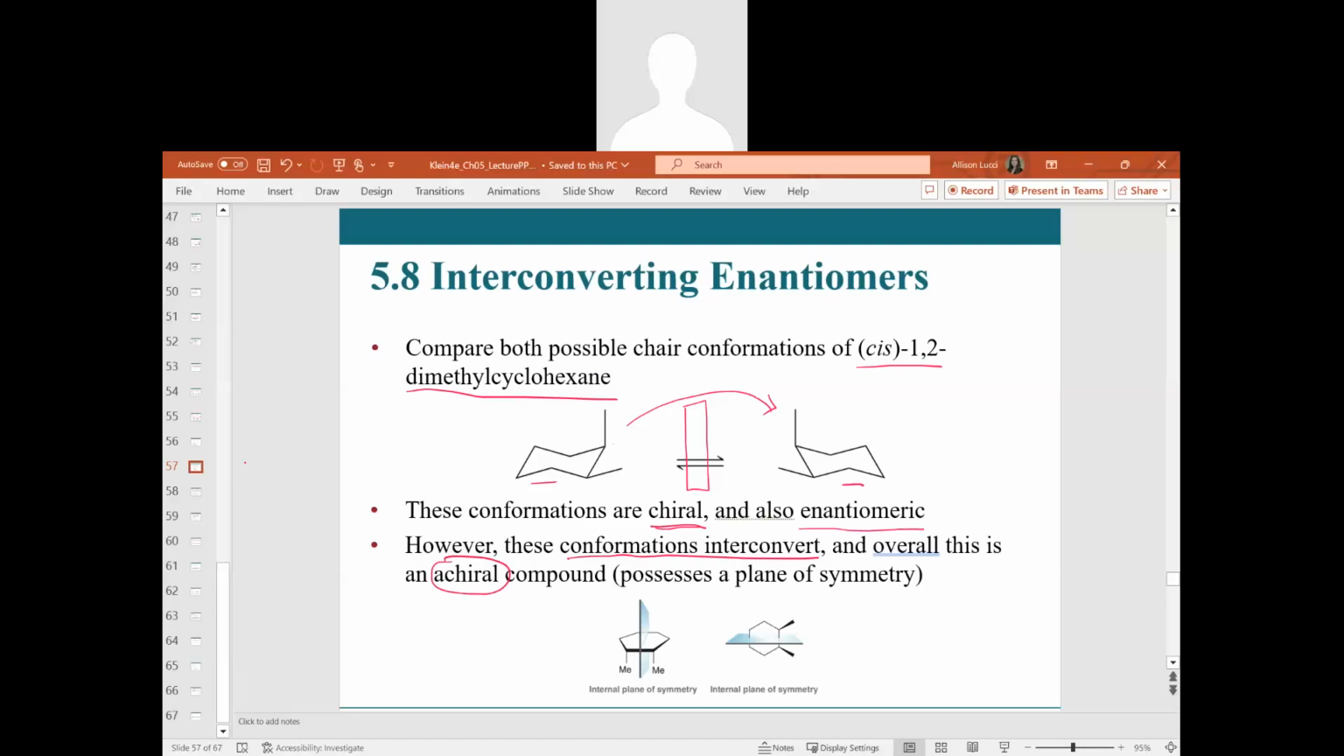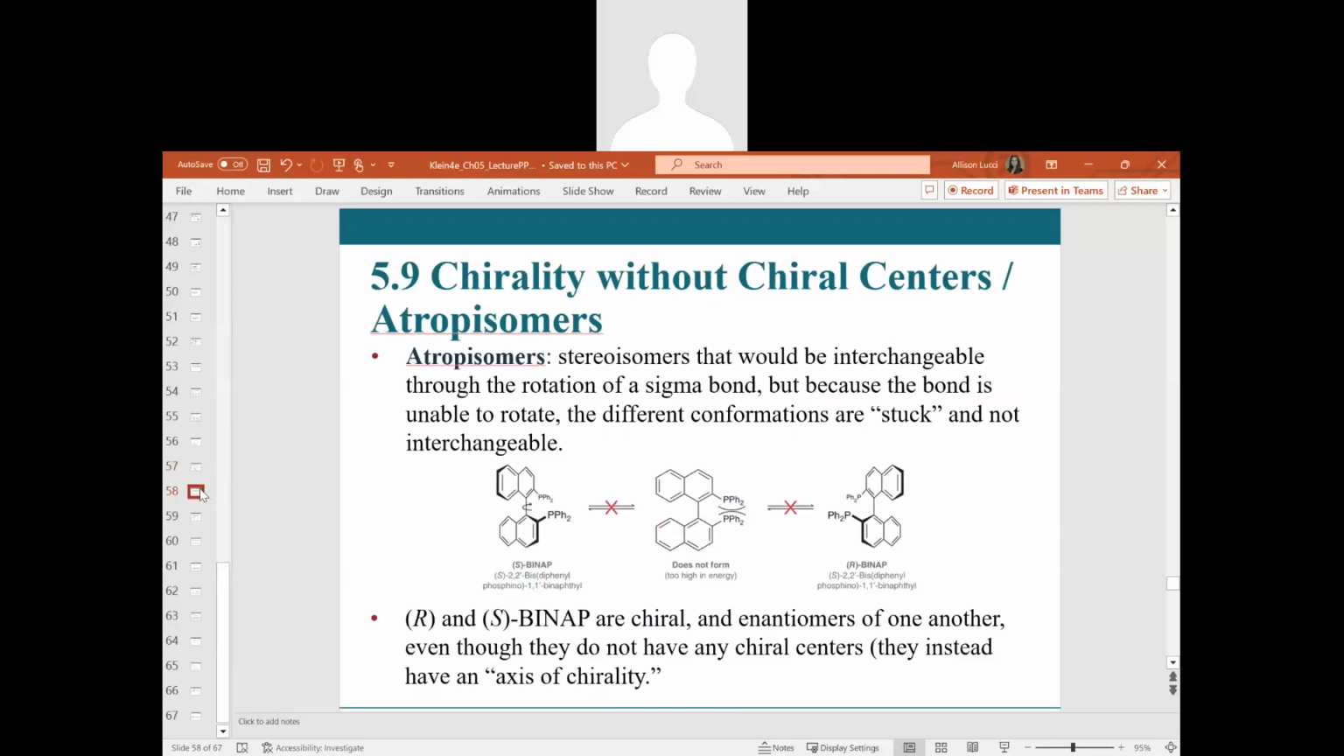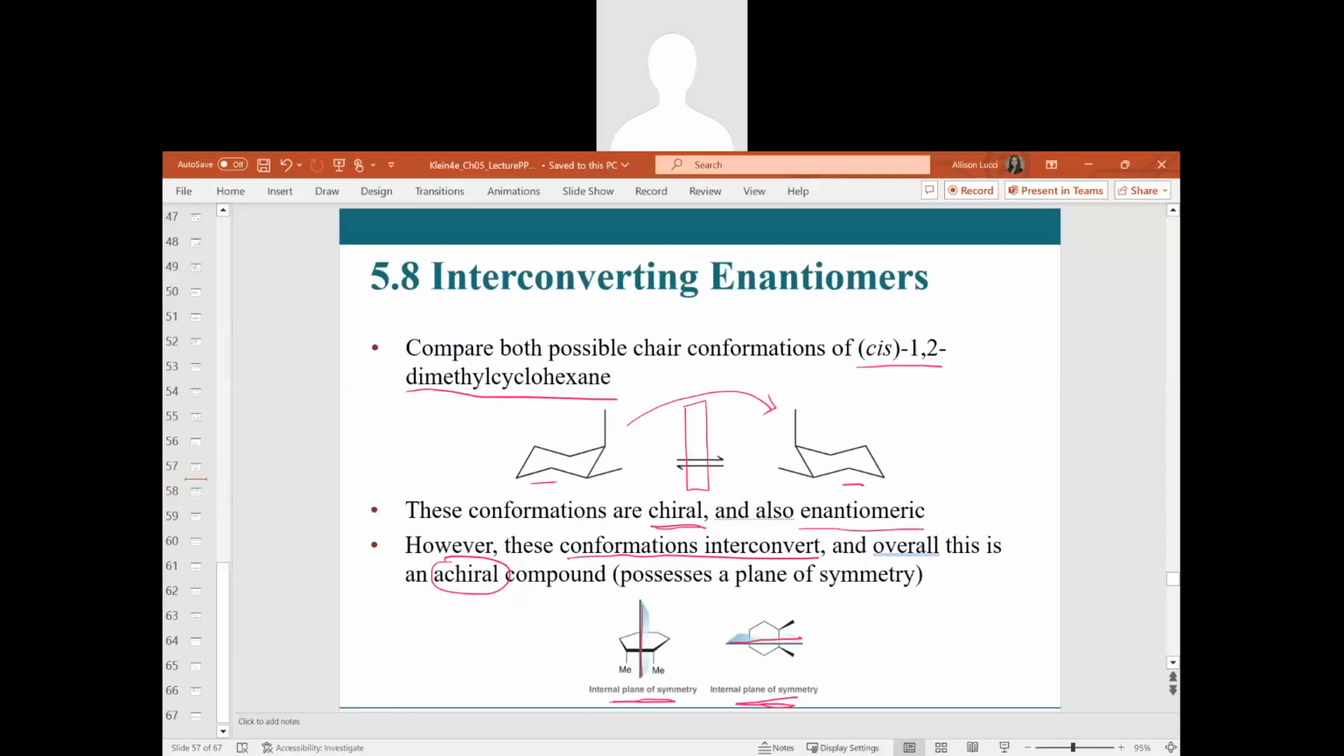Another way of looking at this is that within the molecule itself, there's an internal plane of symmetry. We would also consider these compounds shown below here, another view of that 1,2-dimethylcyclohexane shown at different angles down here. These have that internal plane of symmetry. So these are two ways of looking at the same thing to make that determination that these would be achiral compounds. We'll continue our discussion of some of the exceptions to chirality in section 5.9.